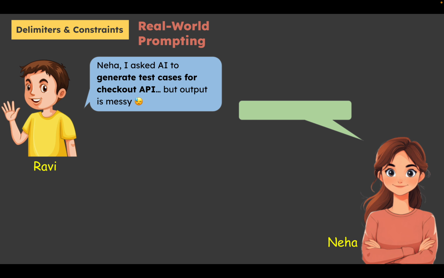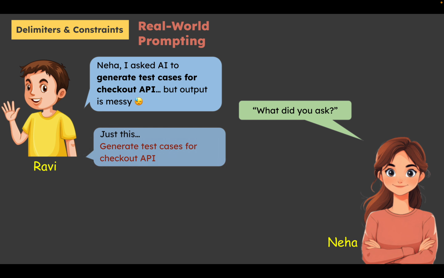Ravi says that he wanted to generate test cases for a checkout API and he took help of AI chat, but the output was not very good, not very useful, and it was vague. And what exactly did he ask was just a simple thing: generate test cases for checkout API.